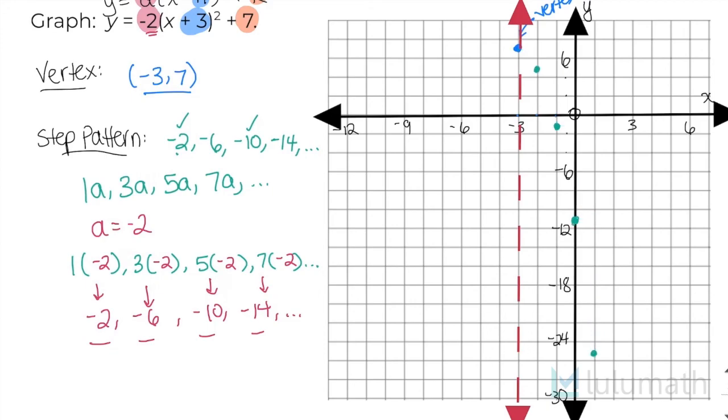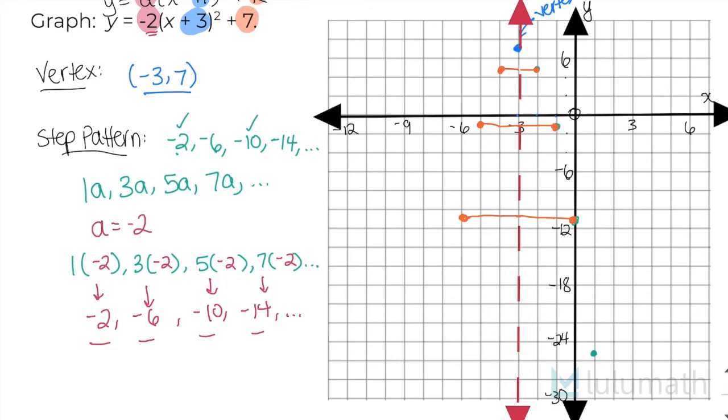Now I will reflect each one of these points over my axis of symmetry. So this goes to the left by 1 to get to the axis of symmetry. So I'll go to the left again by 1. This goes to the left by 2, 1, 2. So I'll go to the left by 2. Here we go. This one goes to the left by 3, 1, 2, 3. So I'll go to the left by 3, 1, 2, 3.